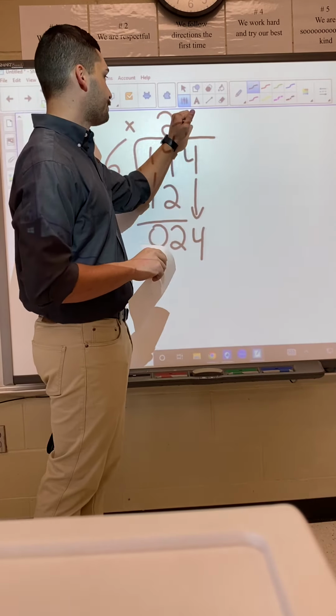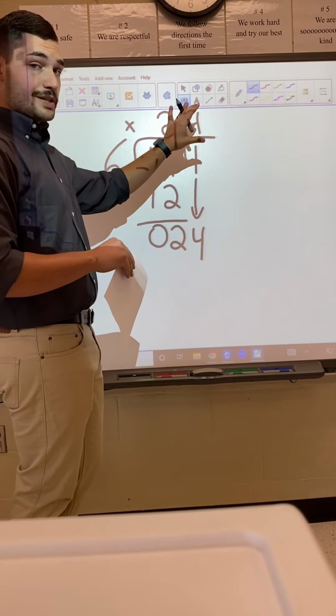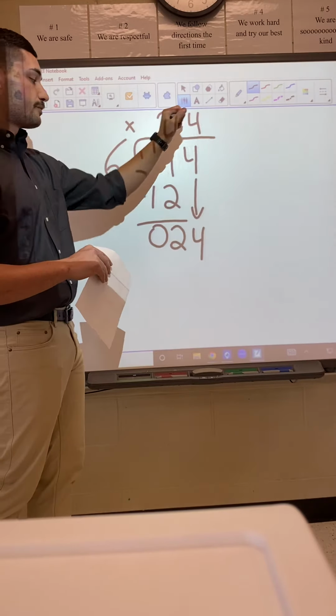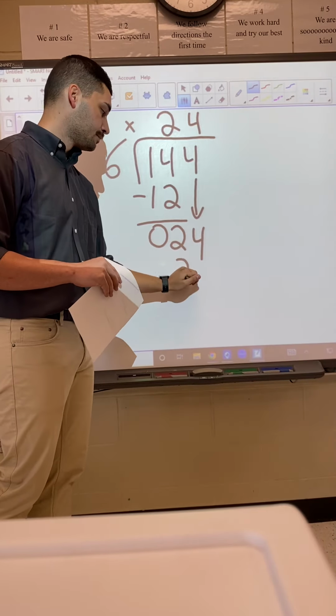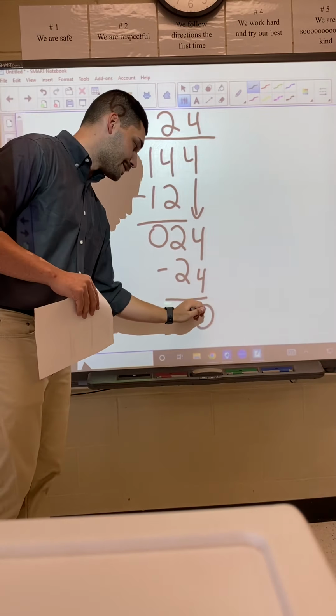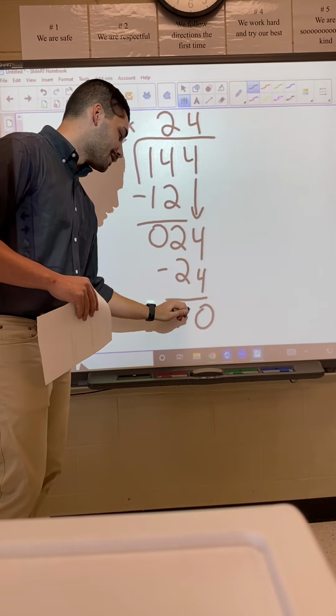That's exactly right. So that's our division step. How many times does it fit? We put that number on top. Now we do our multiplication step. 6 times 4, that would get us 24. And then we do our subtraction step. So 4 minus 4, that would get us 0. 2 minus 2, that would get us 0 as well.